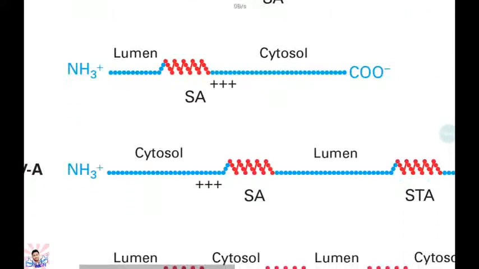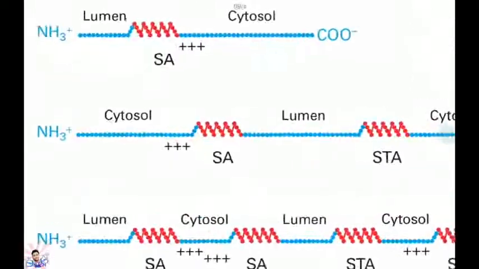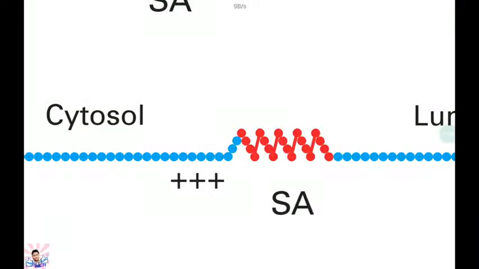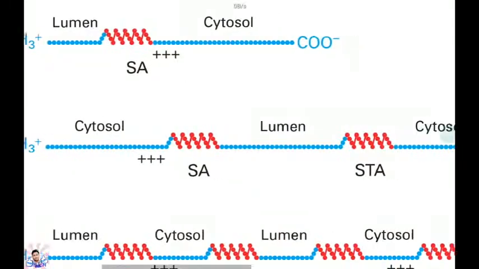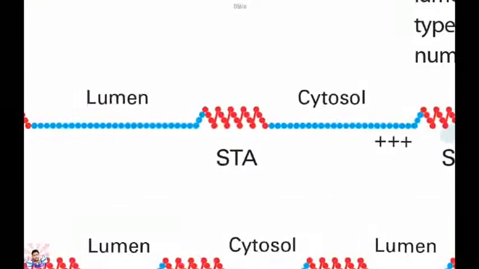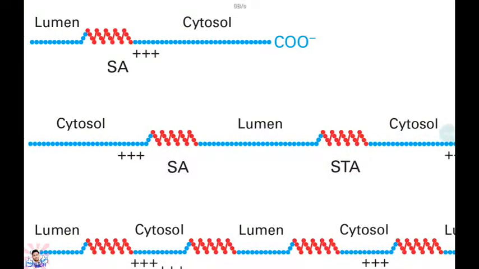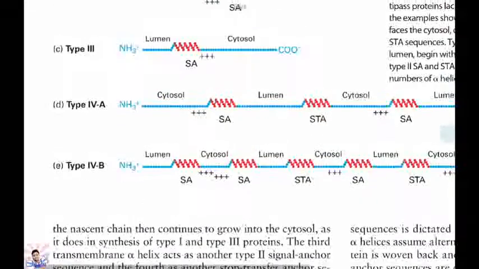In type 4, you can see that multiple anchors are present, and in all cases the positive charge is facing the cytosol, while on the lumen side there are no positively charged amino acids. The stop transfer anchor sequence never possesses positively charged amino acids but consists of only the hydrophobic region. But a signal anchor sequence possesses both the hydrophobic region and positively charged amino acids towards the distal cytosol region. This is very different. Thank you very much. Hope you guys enjoy this video.